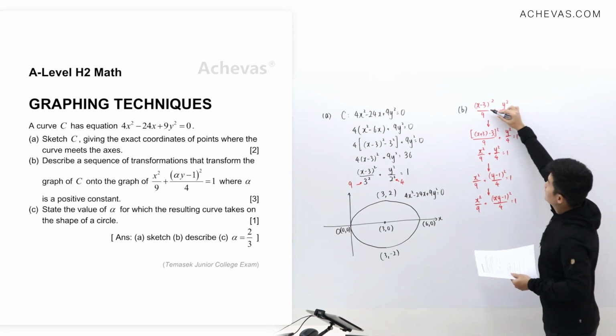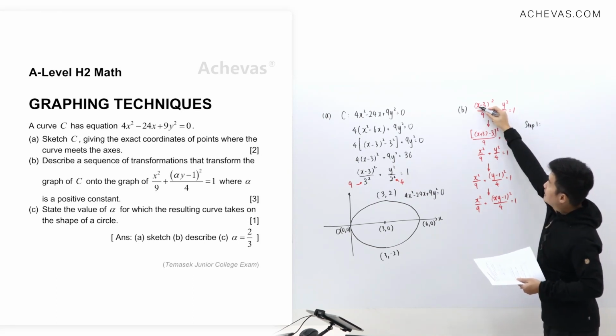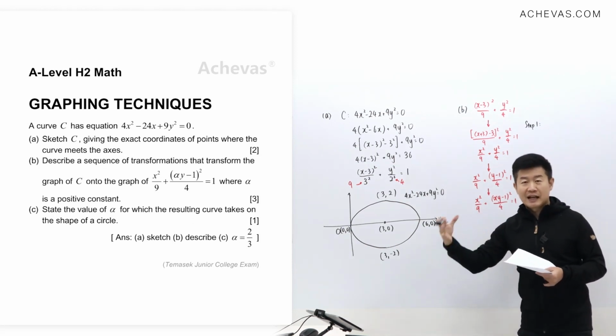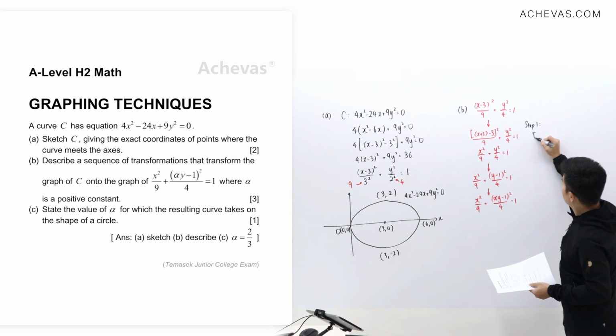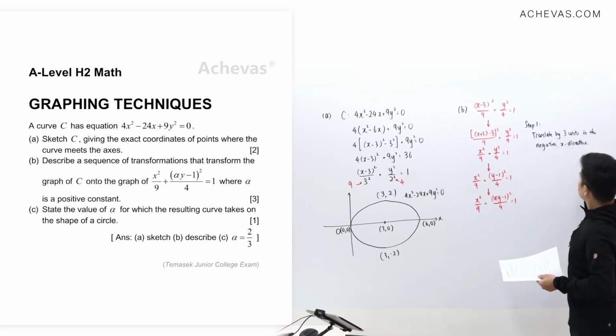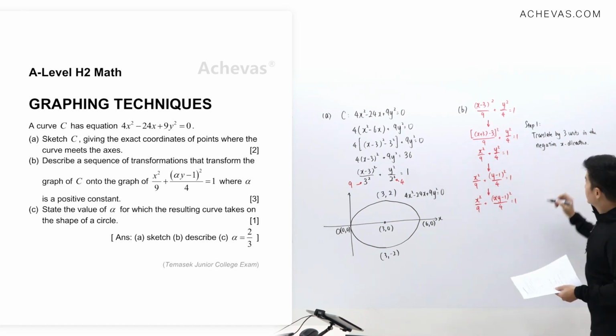So the first step is replacing x by x plus 3. So step 1, since we are replacing this x here by x plus 3, it is going to be a translation of 3 units in the negative x direction. So let me write that down. Translate by 3 units in the negative x direction. Step 2, I am replacing this y here by y minus 1.